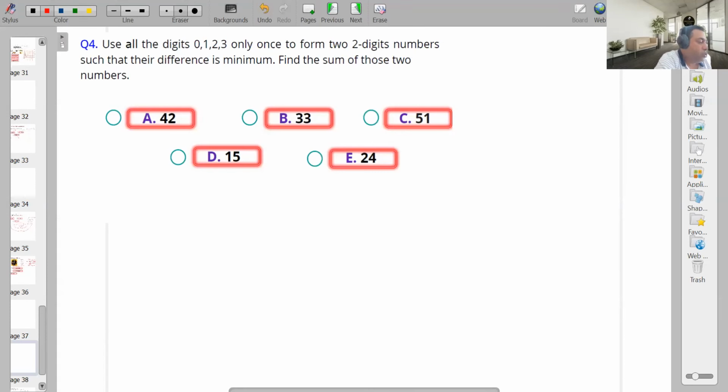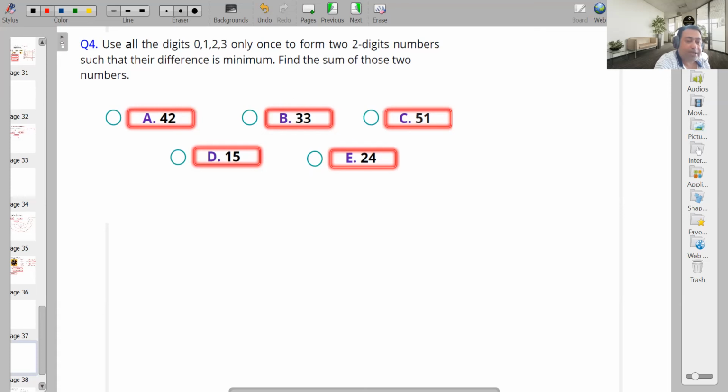Question 4. Use all the digits 0, 1, 2, 3, only once, to form two two-digit numbers such that the difference is minimum. Find the sum of those two numbers. Okay, so we have to use all the digits in such a way that the difference is minimum, but we have to find the sum of those two numbers also.